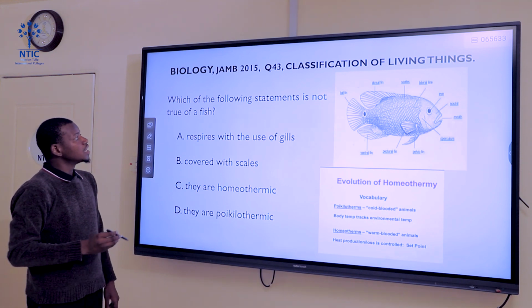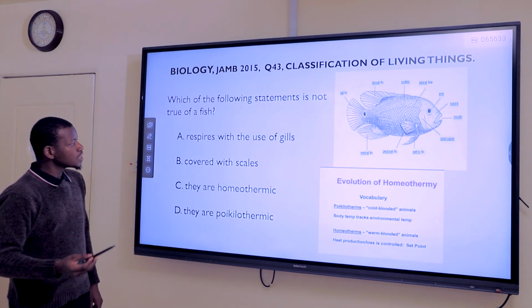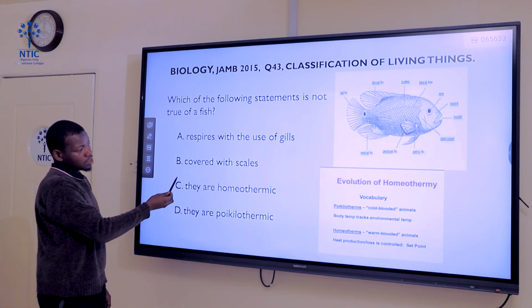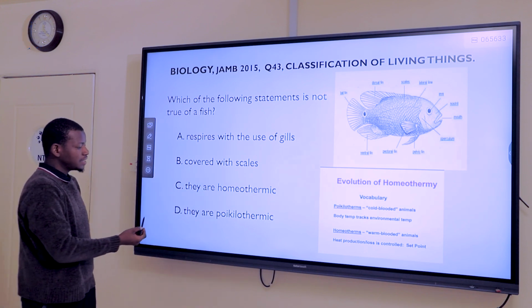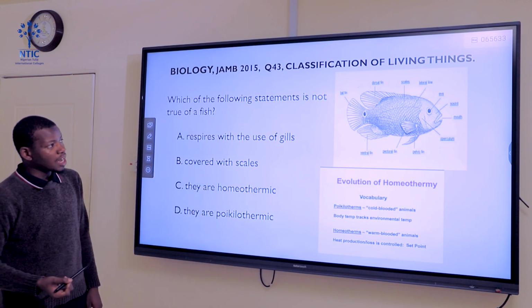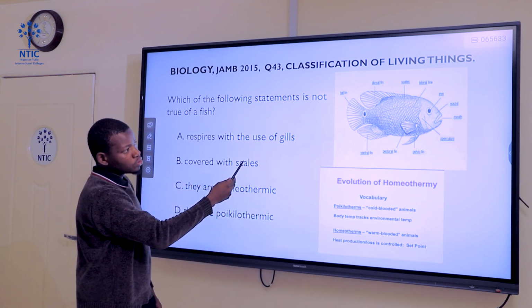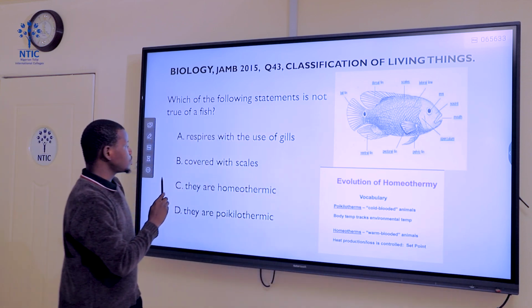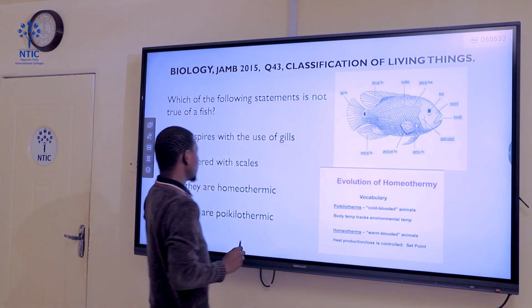Question 43. Which of the following statements is not true of fish? A. Respires with the use of gills. B. Covered with scales. C. They are homeothermic. And D. They are poikilothermic. Now, here is a diagram of a fish. They respire with the use of gills. Yes, of course, they have gills. And also, they are covered with scales. Their body is covered with scales, as you can see here.